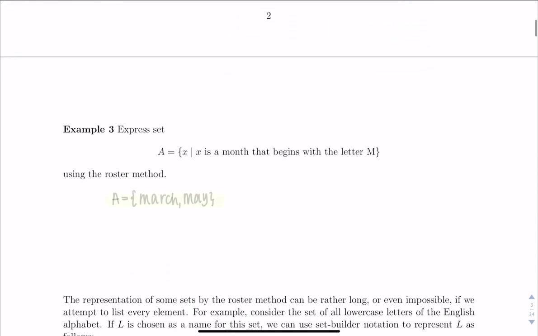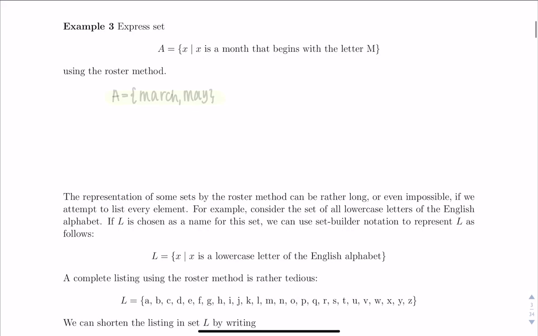So for example number 3, we have A equals the set of all X such that X is a month that begins with the letter M. And we want to write this using roster method. So this is when we have a curly brace and we list them individually. There are only 2 months that begin with the letter M, and that's going to be March and May.